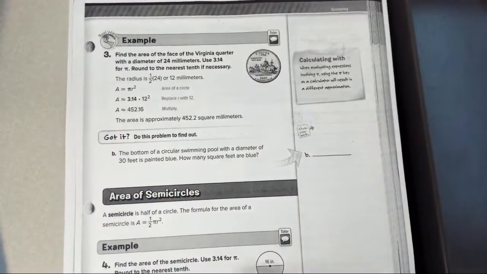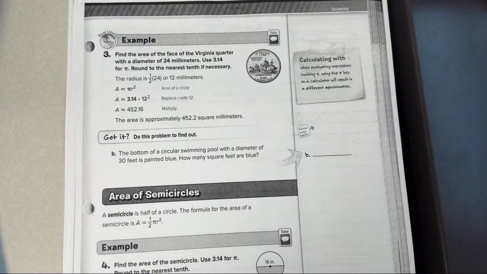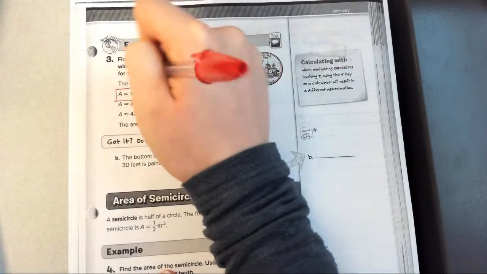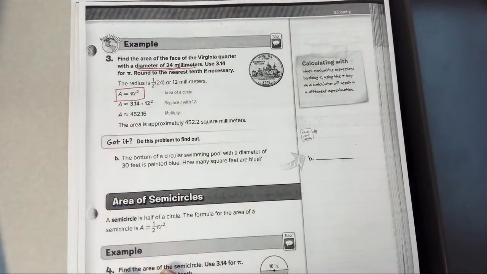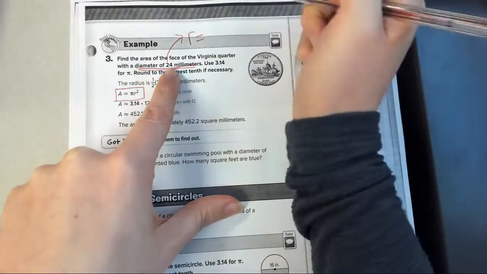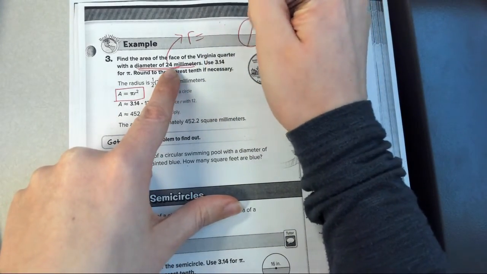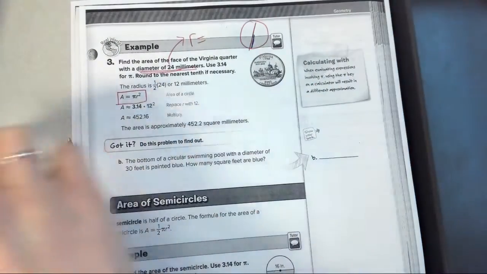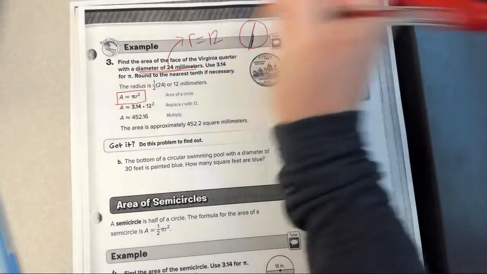Now, the next one says, find the area of the face of the Virginia quarter with the diameter of 24 millimeters. Now, this one's a little bit different because, remember, our formula has radius in it, but this is diameter. Hopefully you were paying attention during section 1. If your diameter is 24, the radius is always half of that, because remember, diameter is all the way across, radius is only halfway. So the radius is half, so that's where they got their 12.